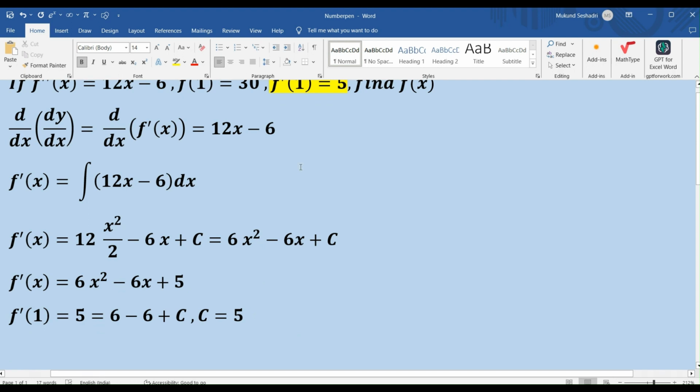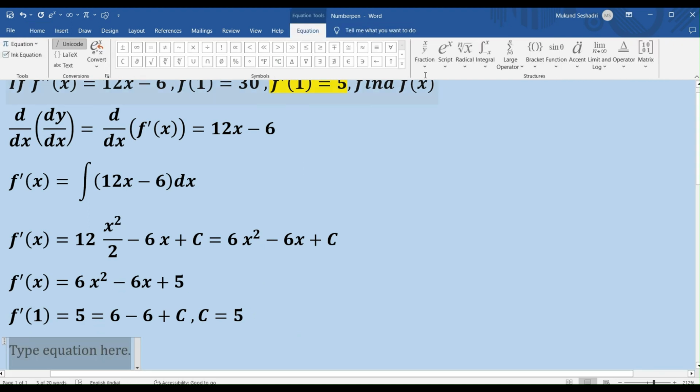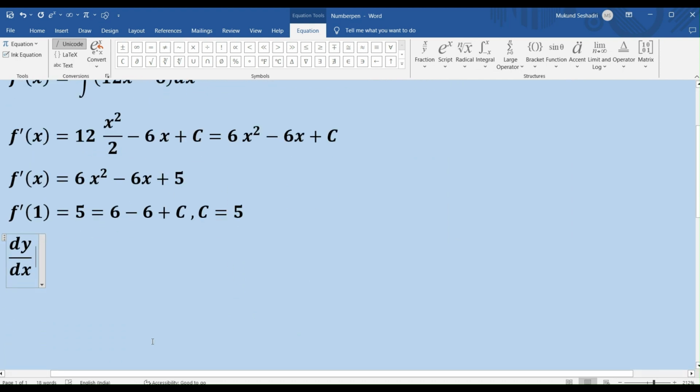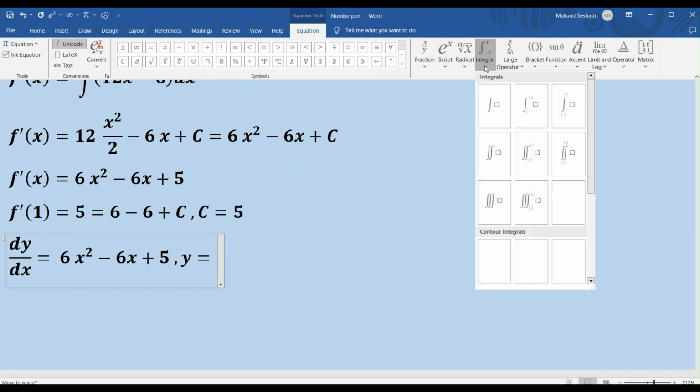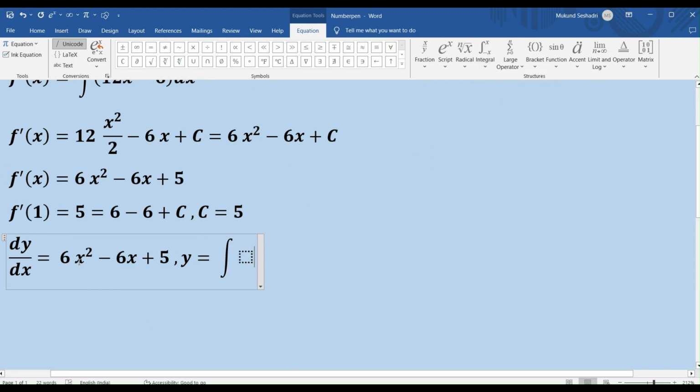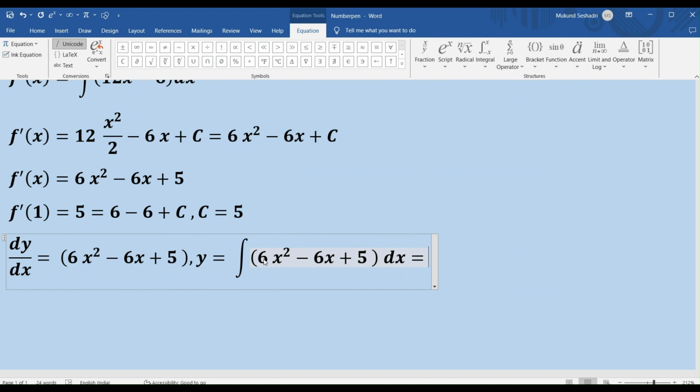Now let me go to the next step. What do we mean by f dash of x? My f dash of x is nothing but dy by dx, right? So now I have my dy by dx, and I need to figure out what is my y. I know that my y is nothing but integral of the given expression: integral of 6x squared minus 6x plus 5. I know that I can apply the sum rule of integral to solve this particular problem, and I'm pretty much familiar with the formulas that I need to apply, right?